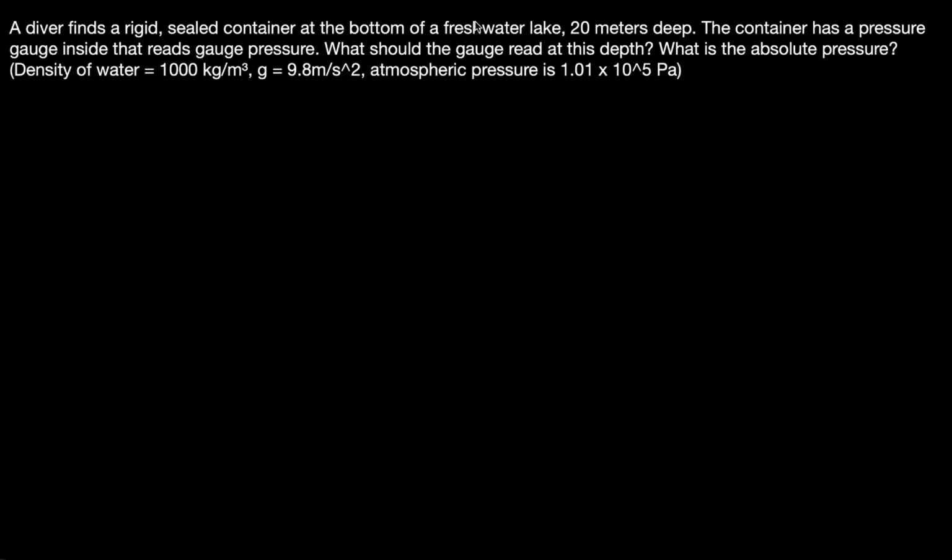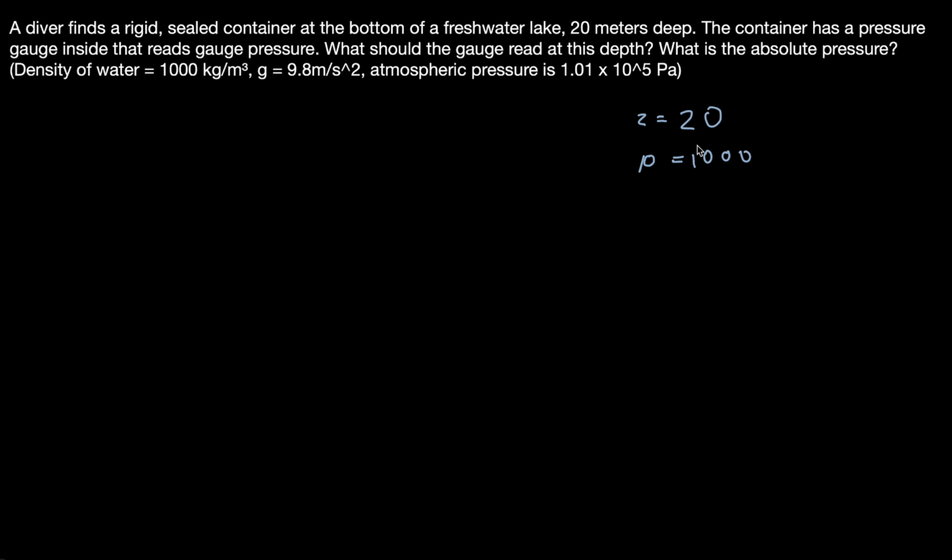All right, so for our final practice question, I want you guys to actually find what the gauge pressure is and what the absolute pressure is for this scenario. All right, so we basically have a diver in a rigid sealed container, which is going to be 20 meters deep. So we know that our depth is going to be 20 meters. So the container has a pressure gauge inside that reads gauge pressure. So just saying, like, what is the gauge pressure and what is the absolute pressure? So we know our density as well. Since we're dealing with water, density of water is just 1,000 kilograms per cubic meter.